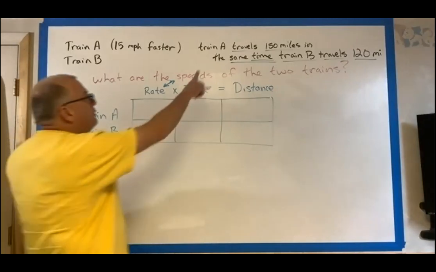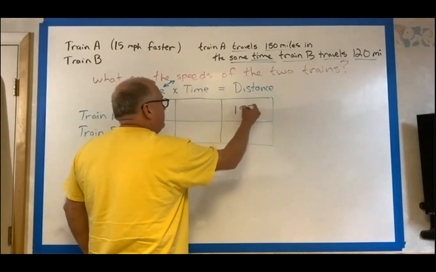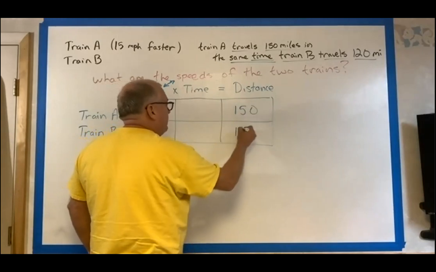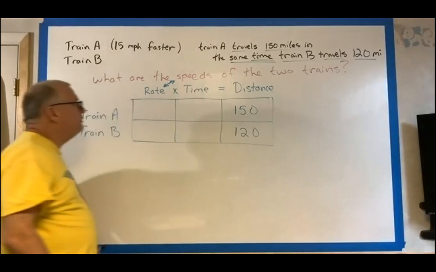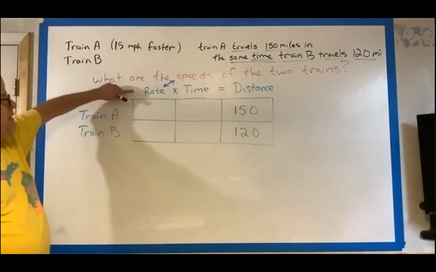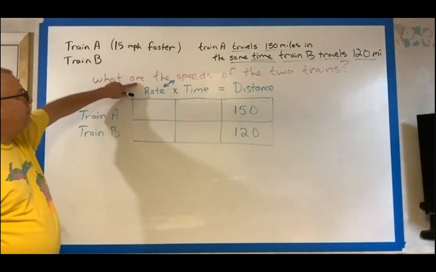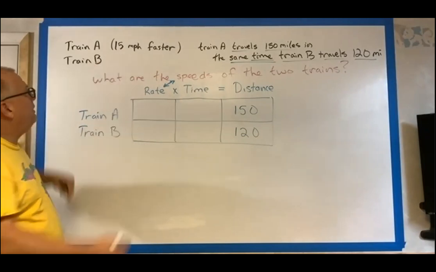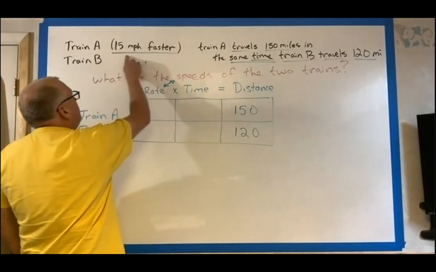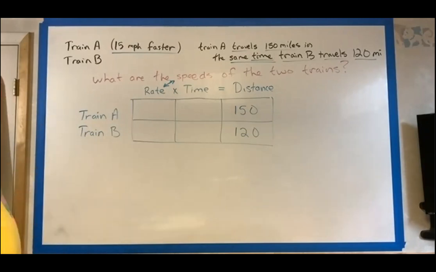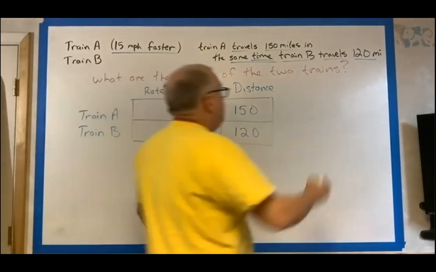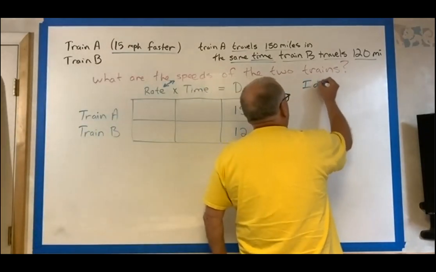I was told train A travels 150 miles in the same time that train B travels 120. I was not given their rates. That's what I'm trying to find out. But I was told one key thing: that one was 15 miles an hour faster than the other. What are the speeds of the two trains? I don't know.